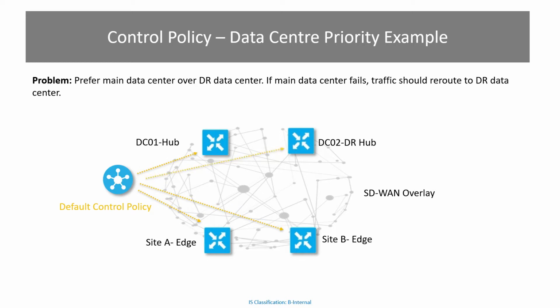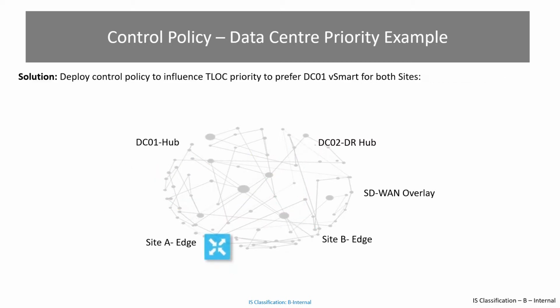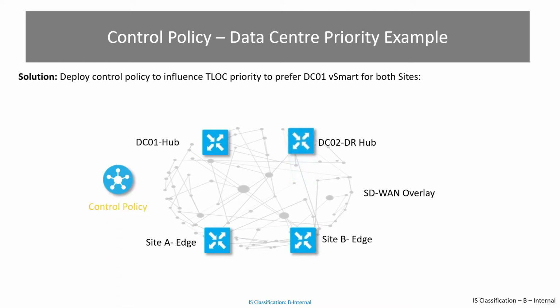The problem: prefer main data center DC1 over data center DC2. If the main data center fails, traffic should reroute to data center DC2. What we see from the diagram below is the default SD-WAN behavior, whereby it's a full mesh and no DC has prioritization over the other. The solution is to deploy a control policy to influence TLOC preference to prefer the DC1 vSmart for both sites, like shown below.